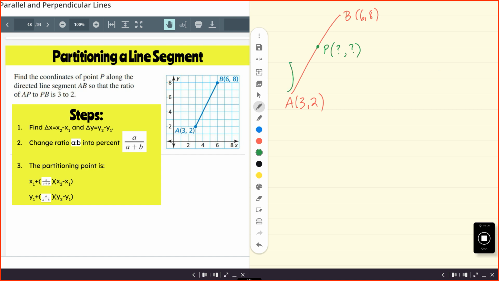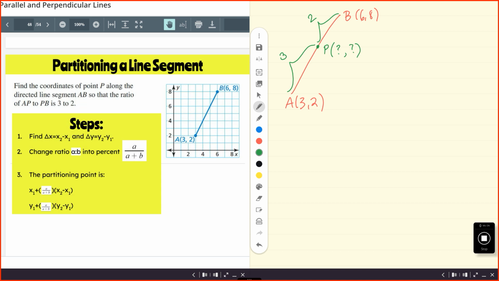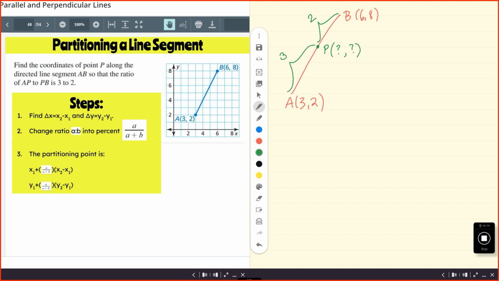But we do know that we want the ratio of these two smaller slices to be 3 is to 2. So 3 is to 2. That's what we mean by 3 to 2 here in the problem. Okay, so in real life, let's try to make sense of that.